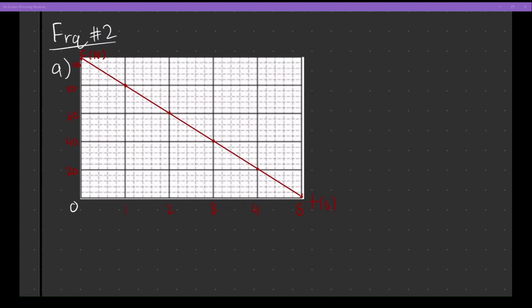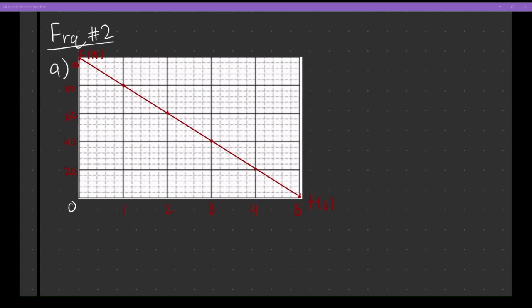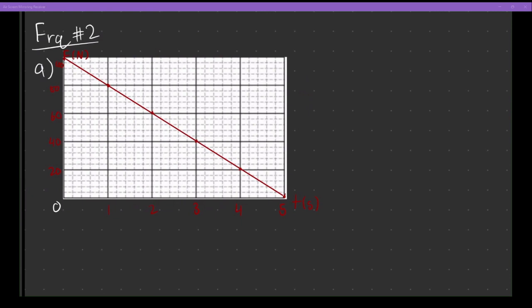Okay, part B. Switch color real quick. Part B asks to derive a function for F of t in terms of time. So F of t starts at 100, and then it decreases by increments of 20 for every second. So it's just 100 minus 20t. And that's the answer.